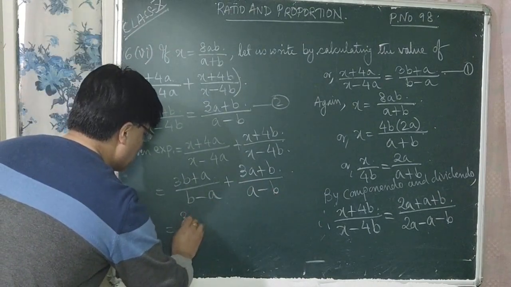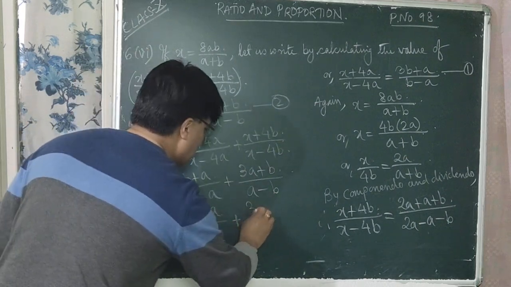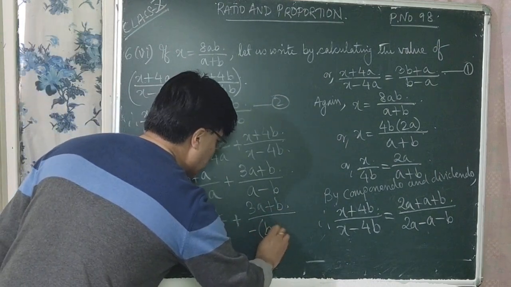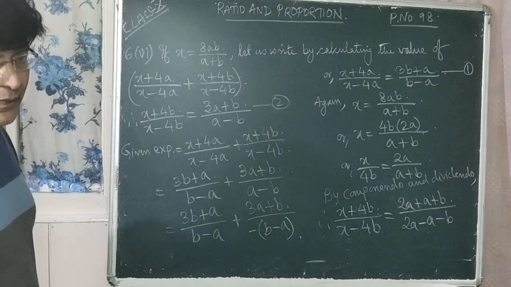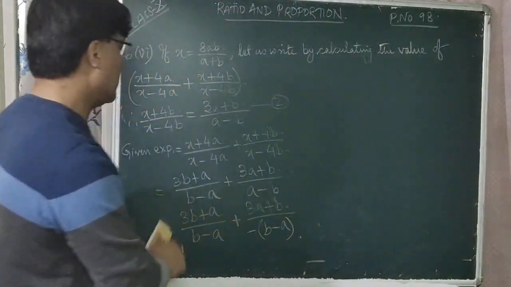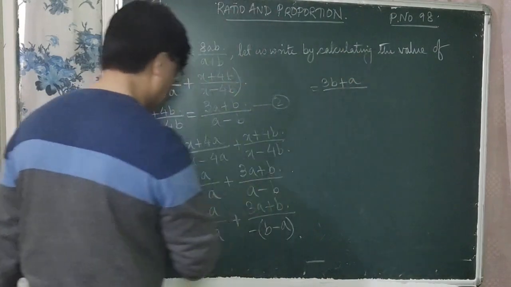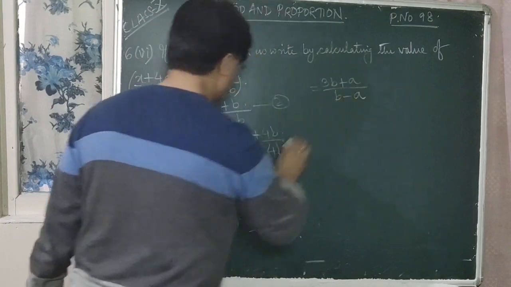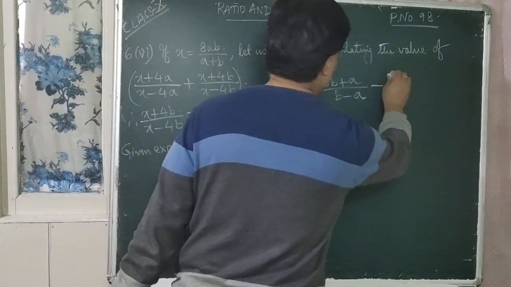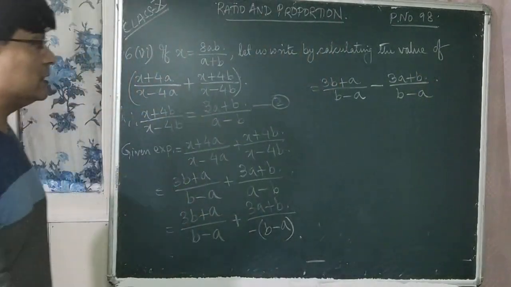So it is equal to (3b + a) divided by (b − a) plus (3a + b) divided by, in the denominator, what is common? Minus is common, so it is b − a, right? So now let us simplify it further. It is equal to (3b + a) divided by (b − a). So again plus and minus is minus, right? So in the numerator 3a + b, divided by, in the denominator, what is there? It is b − a.